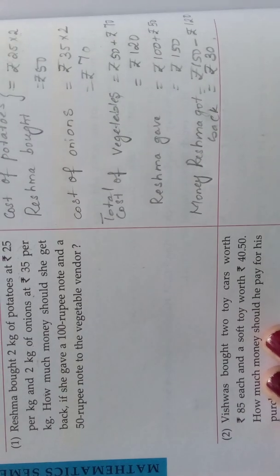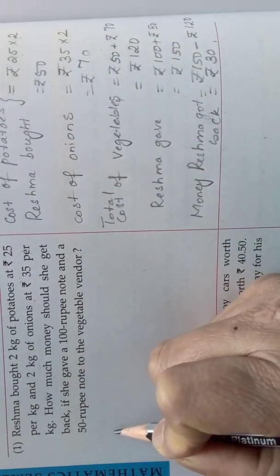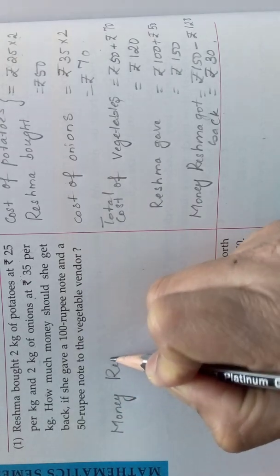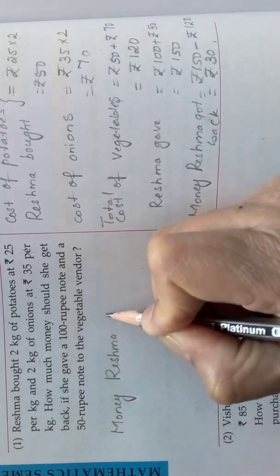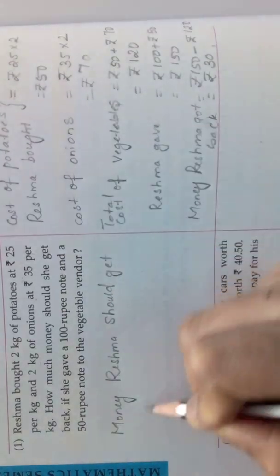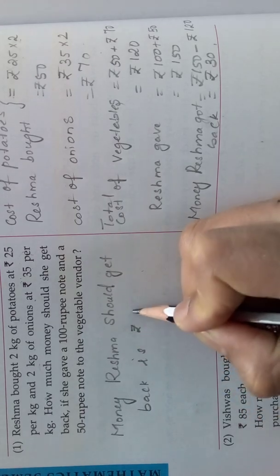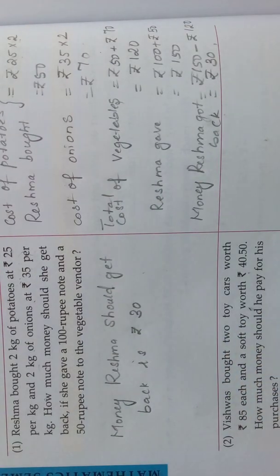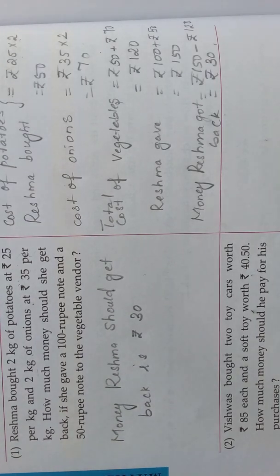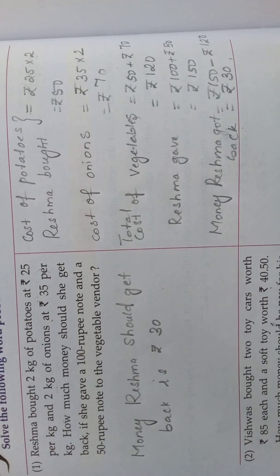Okay. So you write the answer. Money Reshma should get back is rupees 30. Understood, children? This is the answer. Okay. In this way you should try to do the word problem.